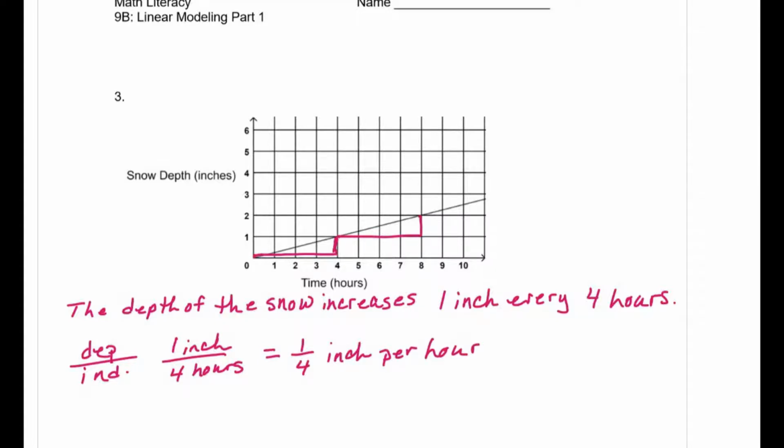And is this a realistic model? Well, again, it's realistic if it's snowing at a constant rate. I mean, we don't want to have flurries for a few minutes and then a blizzard for the next few minutes. It needs to be constant snowfall. And this is only going to be good for a limited amount of time. It's not going to snow forever.